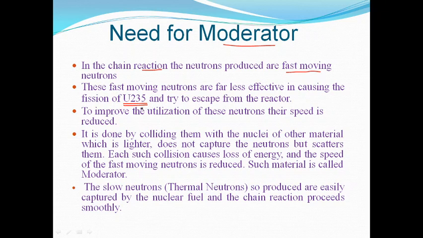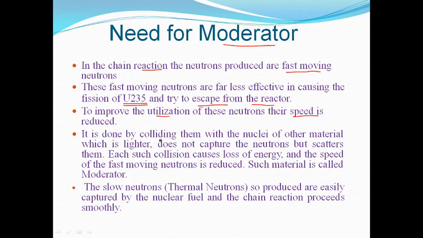So if neutrons are of very high energy and are moving very fast, they will try to escape from the reactor. They will not try to collide with the uranium-235. They will be trying to escape from the reactor because they have very high energy. So the energy of the neutrons should be brought down to improve the efficiency. So to improve the utilization of these neutrons, their speed should be reduced.